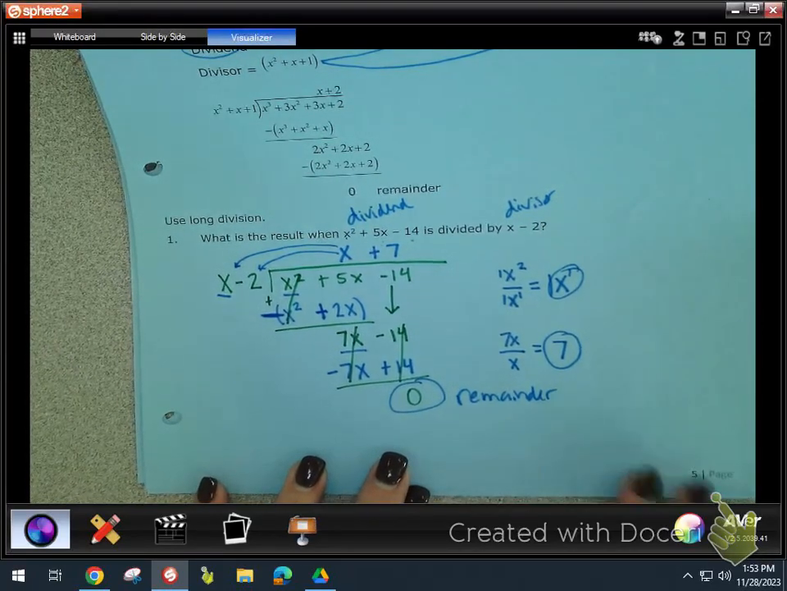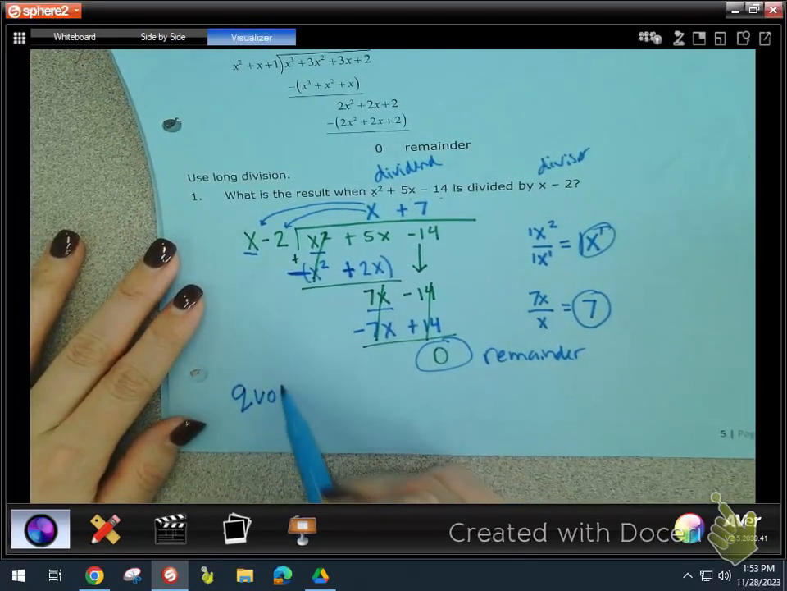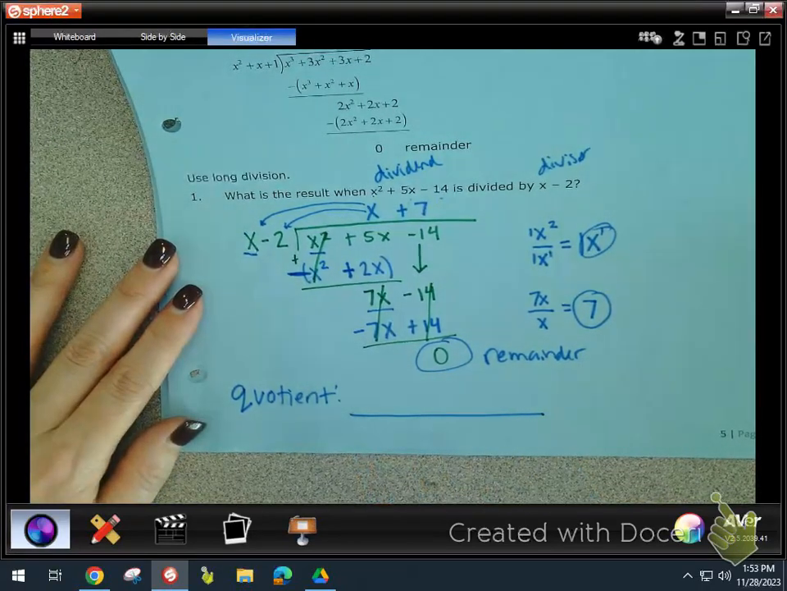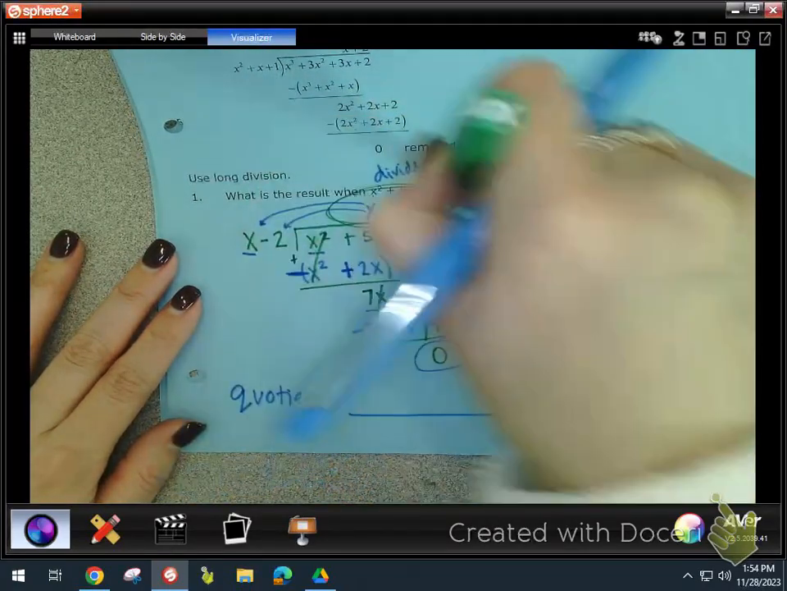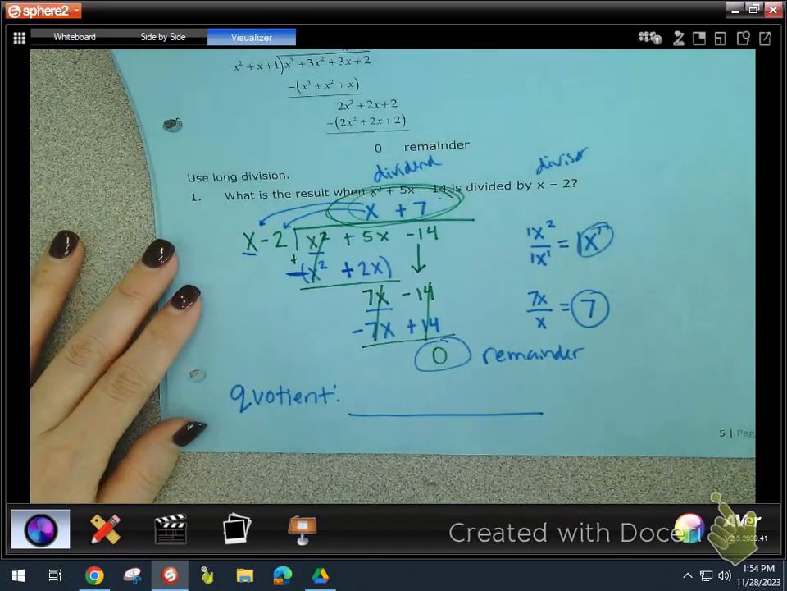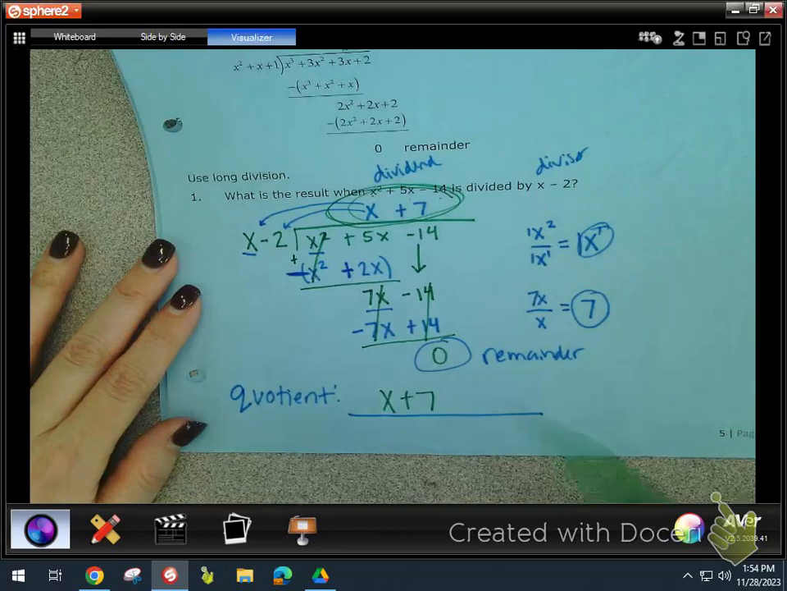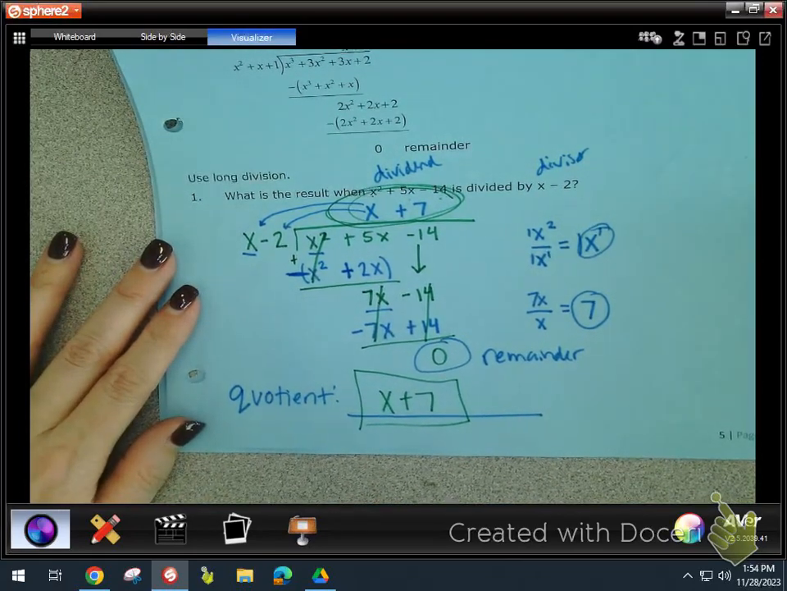Look forward to Thursday. So my answer, my quotient, what I would put right here in the answer blank, which I am drawing for you, it could say find the quotient, it could say simplify, it could say whatever. It comes from what's at the top of the house. So what is the quotient of this problem? X plus 7. And that's all it is because the remainder is 0. So here's our answer. We've done one long division problem.